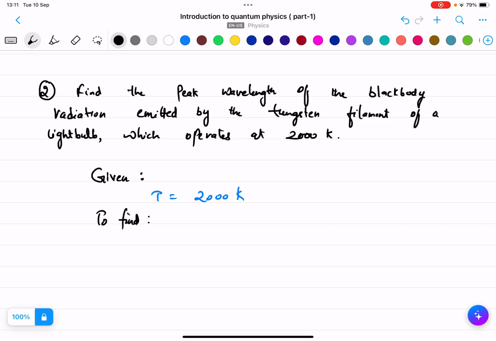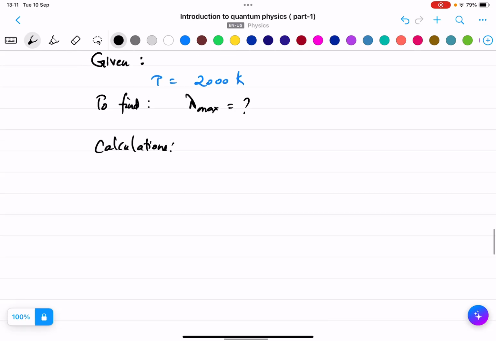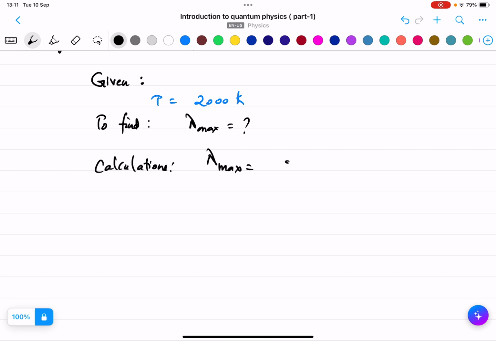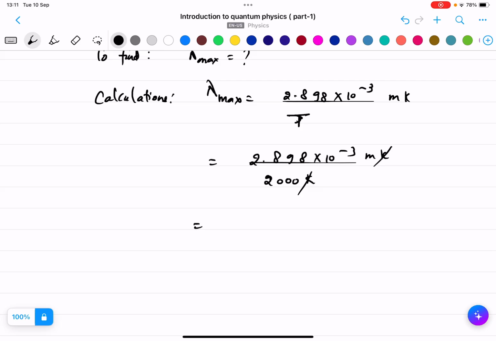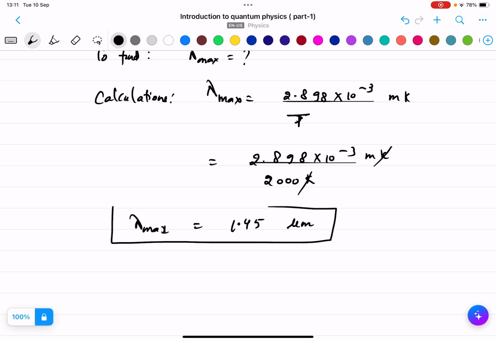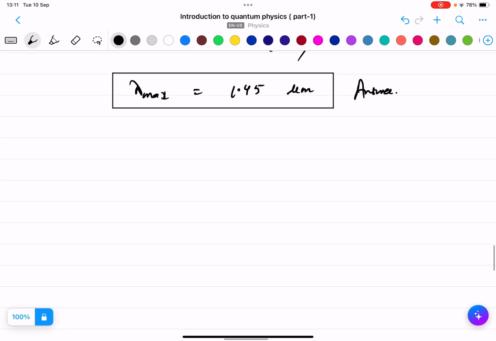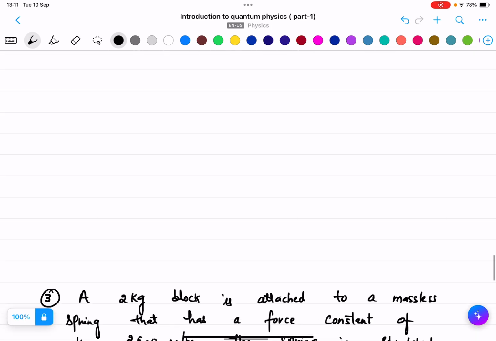To find lambda max, we know the formula: lambda max equals 2.898 into 10 to the power minus 3 meter Kelvin upon T. When we put everything in the formula, we get 2000 Kelvin, Kelvin to Kelvin cancel, and when we solve, we get 1.45 micrometer. So this is my answer. These are the types of questions you will get.